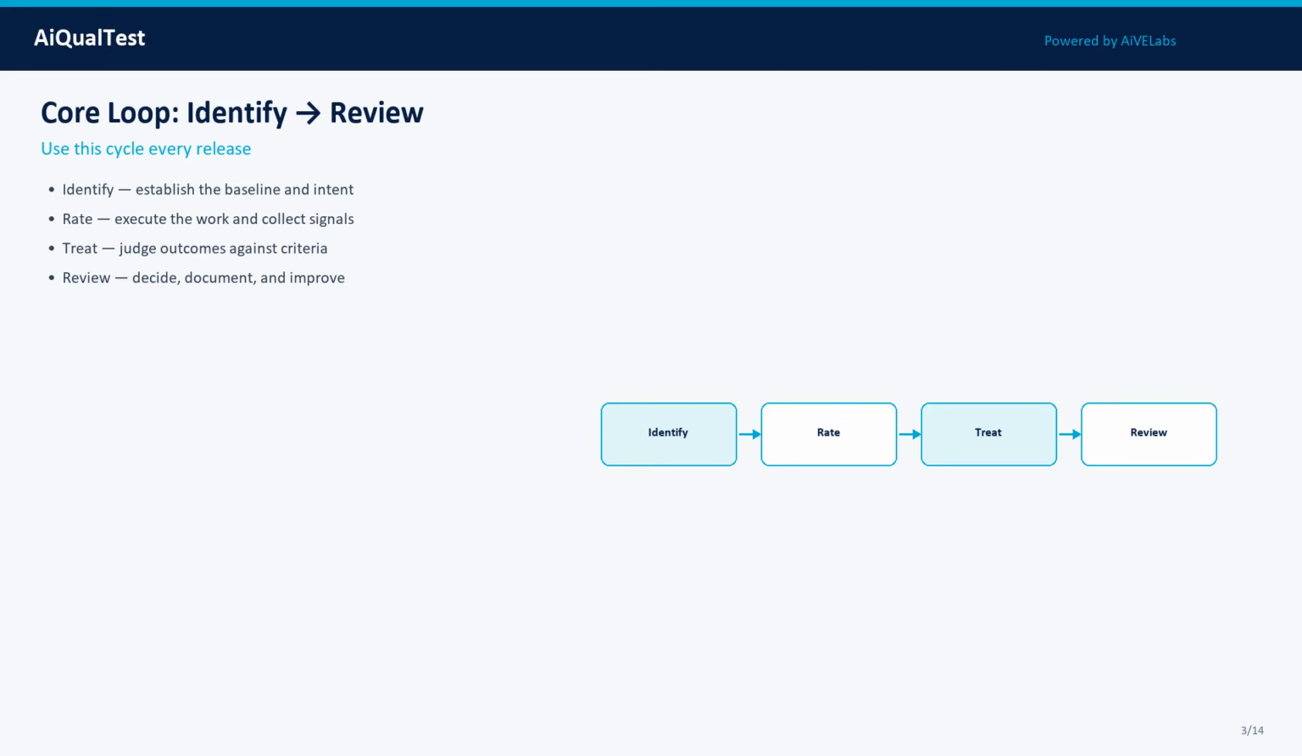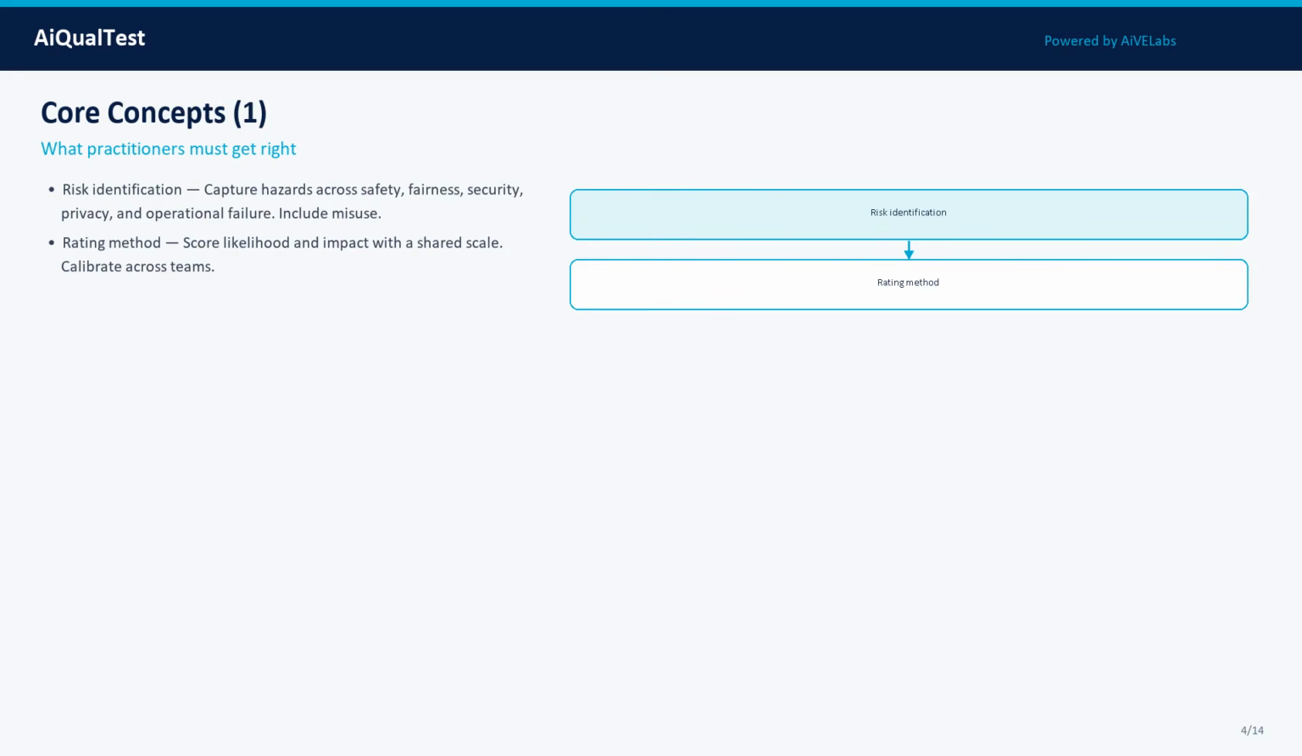Core concepts come next. Do not memorize jargon, operationalize each idea into cases, metrics, and gates. Concept 1: Risk identification. Capture hazards across safety, fairness, security, privacy, and operational failure. Include misuse. In practice, treat this as a measurable property, define what good looks like, attach evidence, and track it across model, prompt, data, and tooling changes.